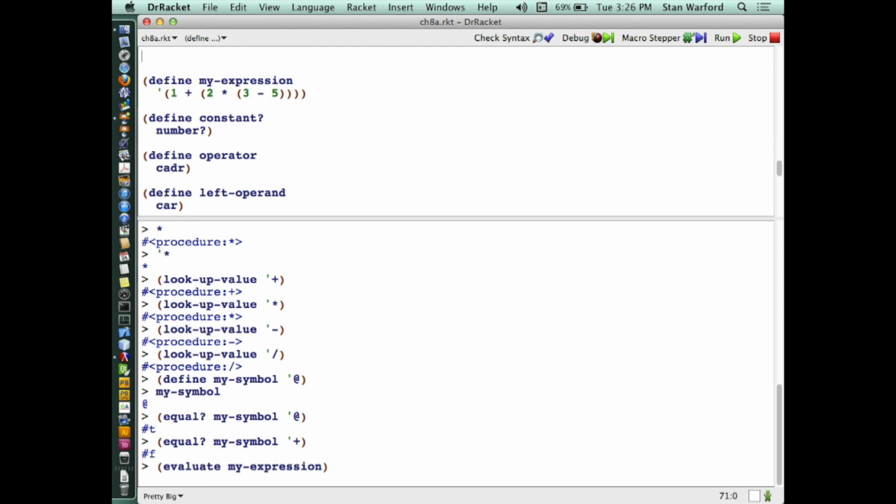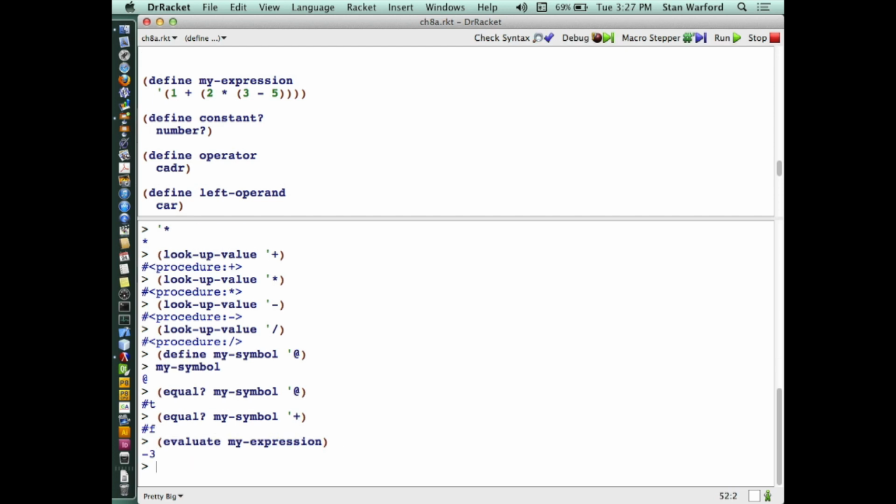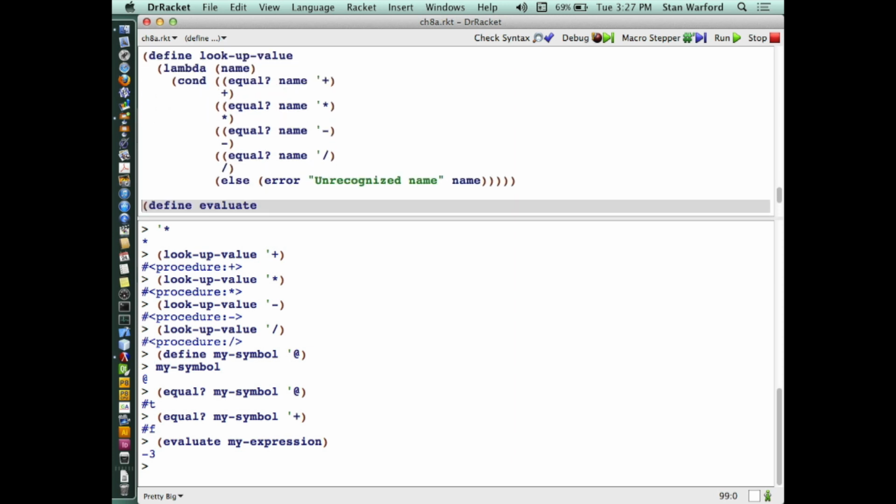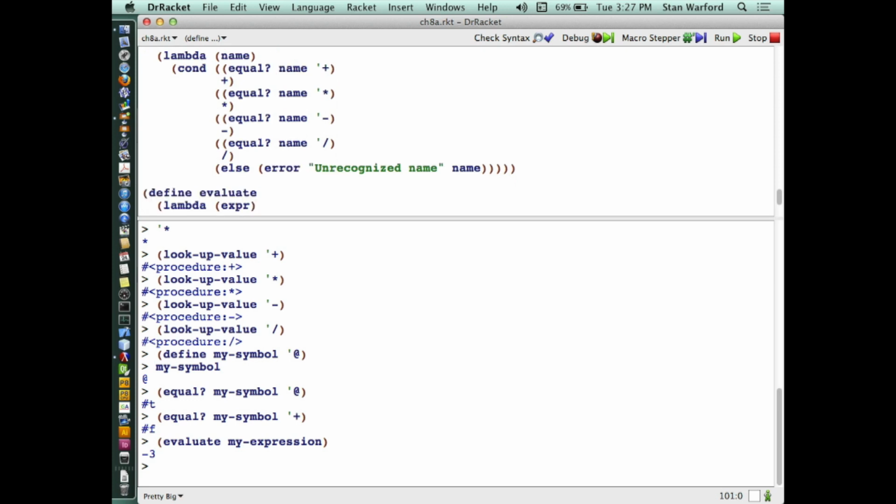What should come out? Well, what's 3 minus 5? Times 2 is negative 4, plus 1 is negative 3. So what should come out when we do evaluate my expression? Boom. All right. The last one, our last functional paradigm function. Aren't you sad to say goodbye? Define evaluate. What does evaluate take? An expression, so one parameter. So lambda, expr for expression.